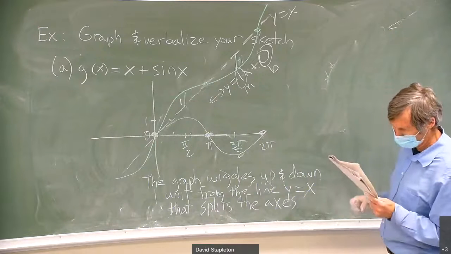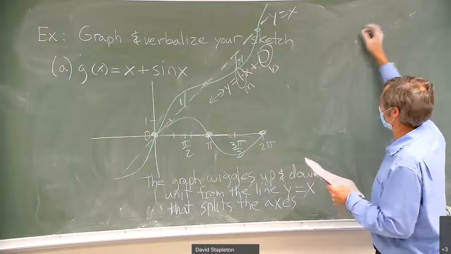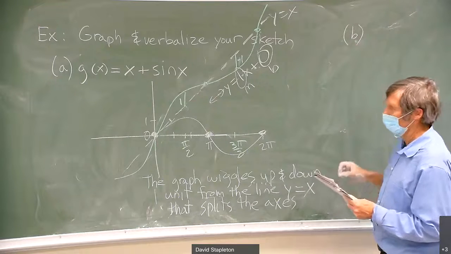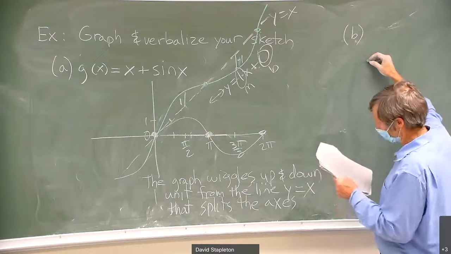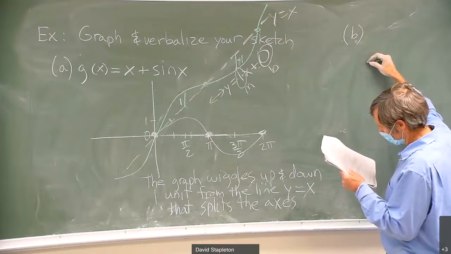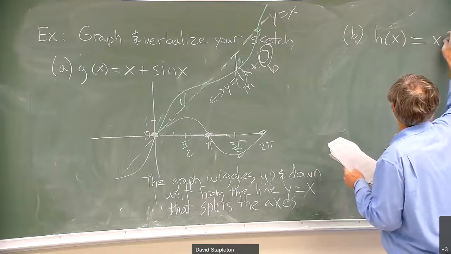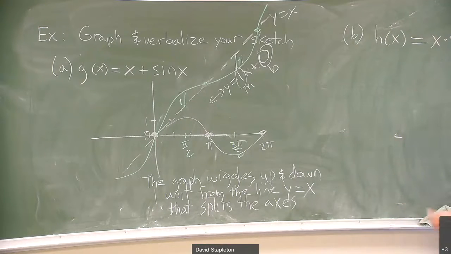This one comes up if you take a physics class in the phenomenon of resonance, where you have a signal that builds and builds and builds. H of x equals x times sine x. How can I sketch the sine function times a simple function?